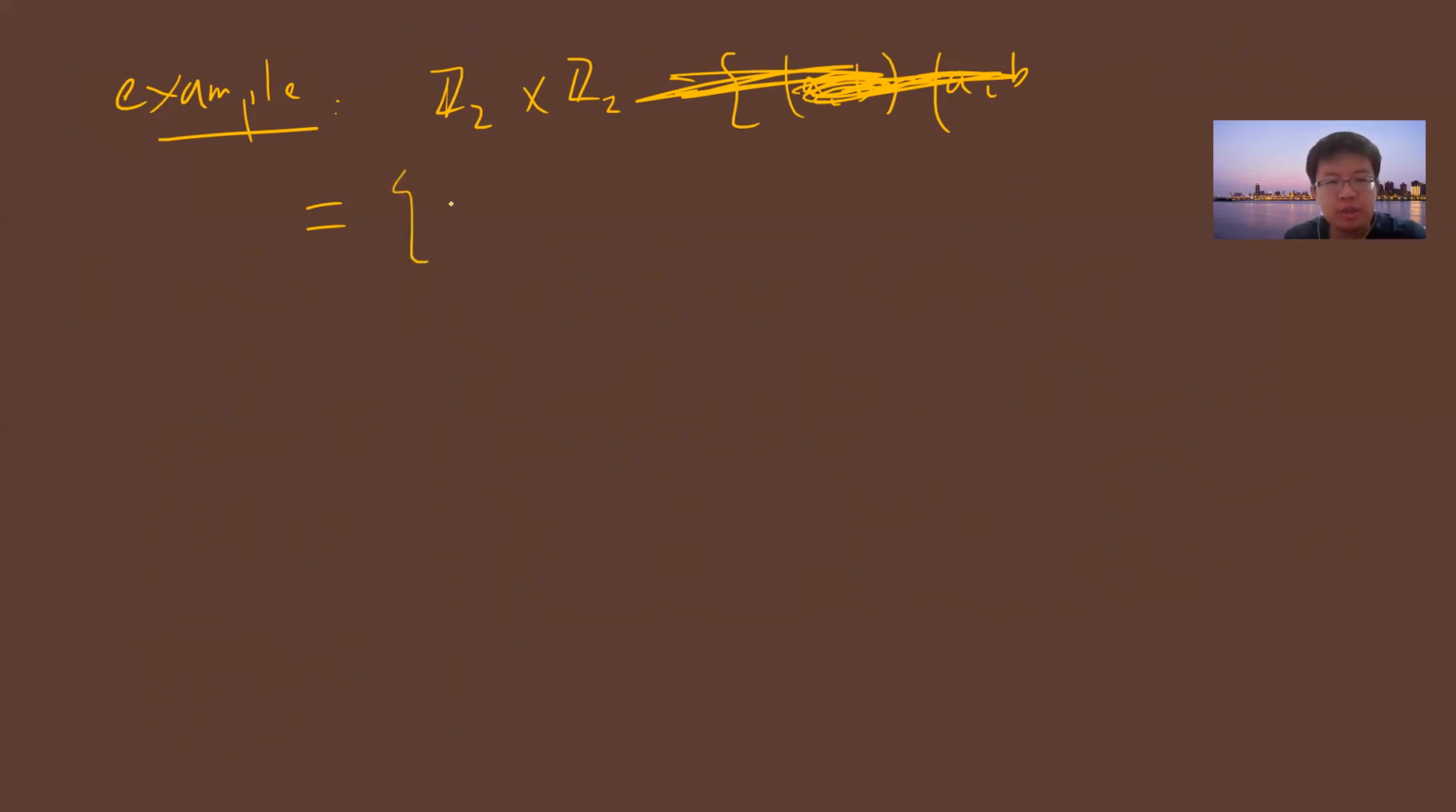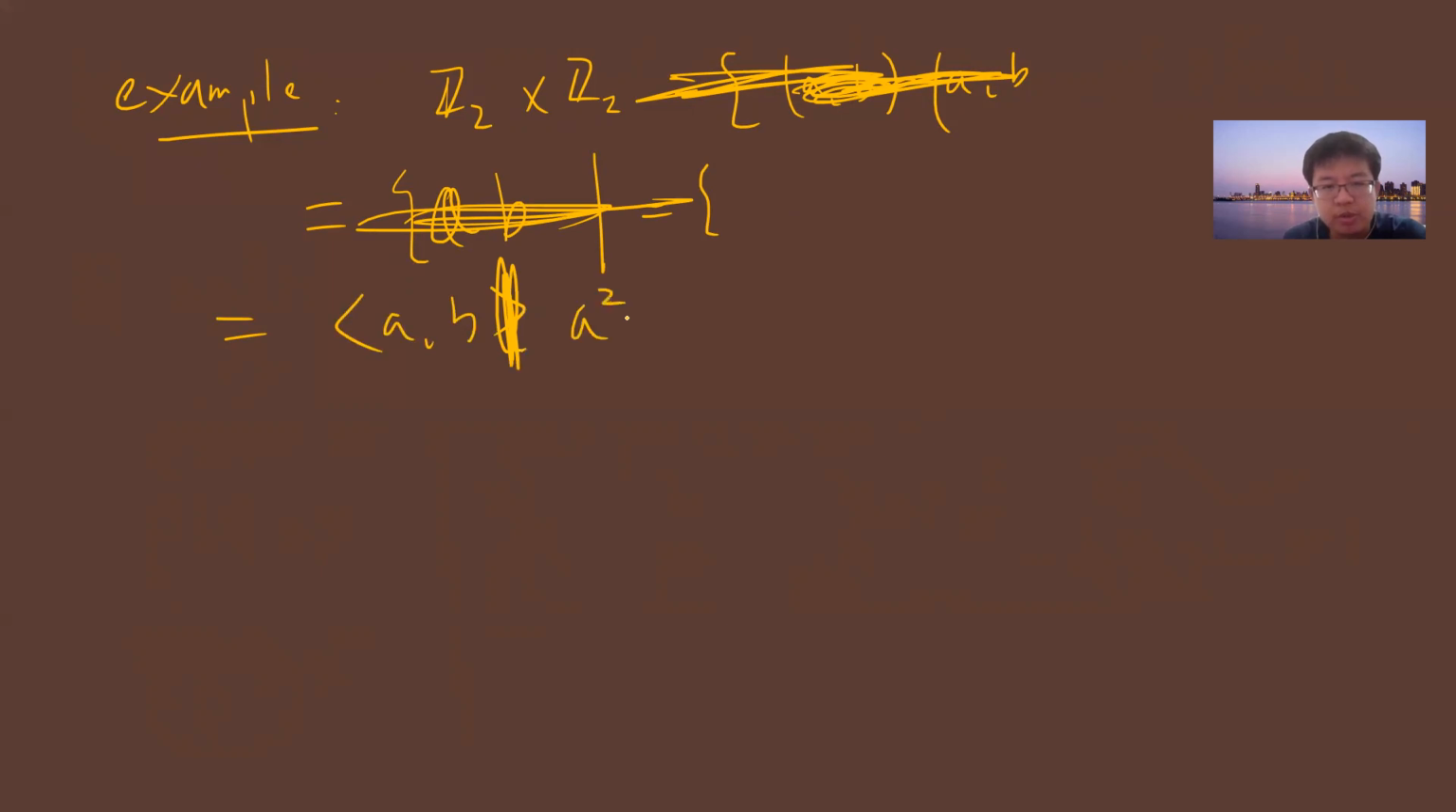I can write as, let's see. So there are two generators, right? One is A, one is B, right? So this group can be just written as AB, such that A squared equals B squared equals 1, and AB equals BA. So this is one representation, or another is that you just write down every element.